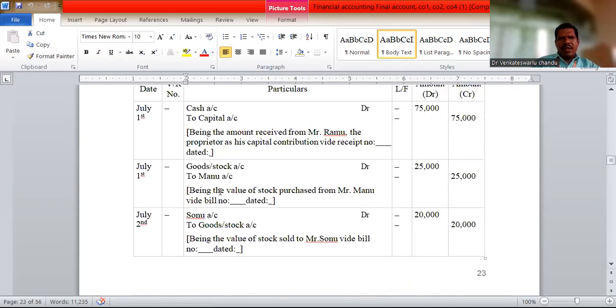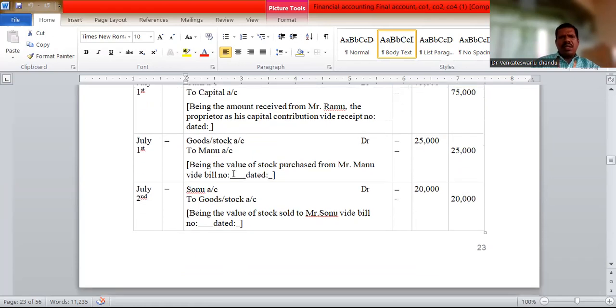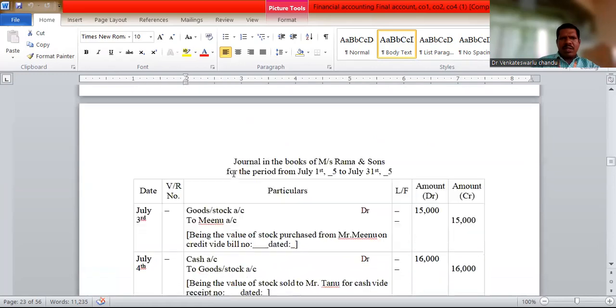Let's see the journal entry. Goods or stock account debit to Manu. Manu is a personal account, and under the personal account, credit the giver. Under the real account, debit what comes into the firm. 25,000, 25,000. For this transaction, see the ledger, goods and Manu account.